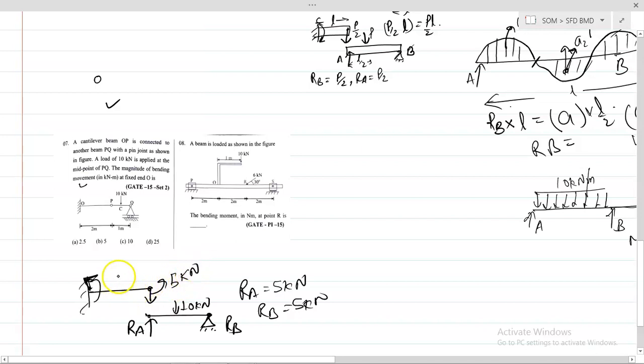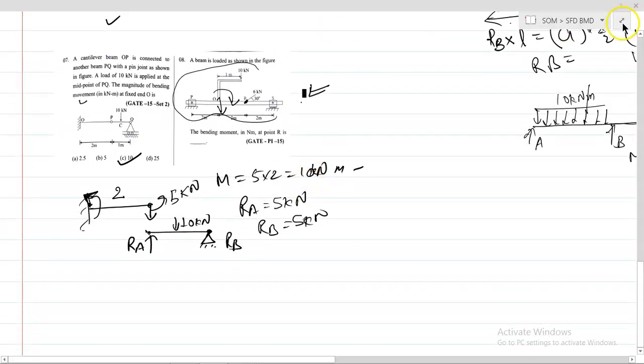Now this is the distance 2 meter. So what is the bending moment at this direction? 5 into 2, that is 10 kN meter. So the value is 10 kN meter. And for this question, you can easily transfer this load at the center 10 kN and a moment like this, and you can simply draw the bending moment at point R. You can simply find out that. So this is not any big thing for you.